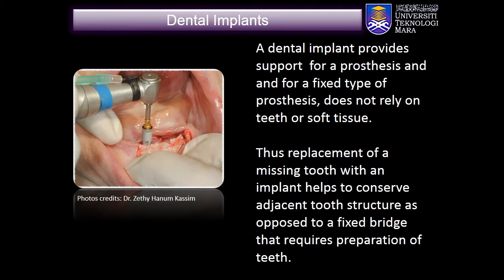The next treatment option is dental implants, and it is at the top of the hierarchy for prosthodontic treatment options. A dental implant provides support for a prosthesis, and for a fixed type of prosthesis, it does not rely on teeth or soft tissue. Thus, replacement of a missing tooth with an implant helps to conserve adjacent tooth structure as opposed to a fixed bridge that requires preparation of the teeth.